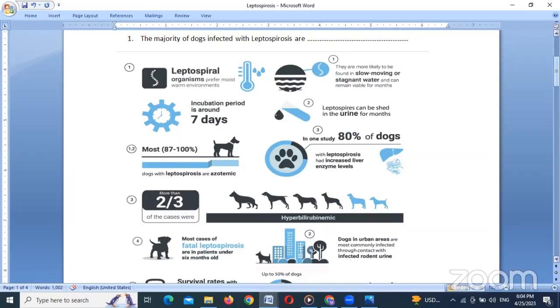So what is the answer to this question, the last one, okay? The majority of dogs infected with leptospirosis are. What is the answer to this question? Just write in the chat, please. Very good. So the answer is here. Most means 85, 87 to 100%, meaning most of the dogs with leptospirosis are azotemic, okay? The majority of dogs infected with leptospirosis are azotemic, okay? So your answer is here, azotemic.